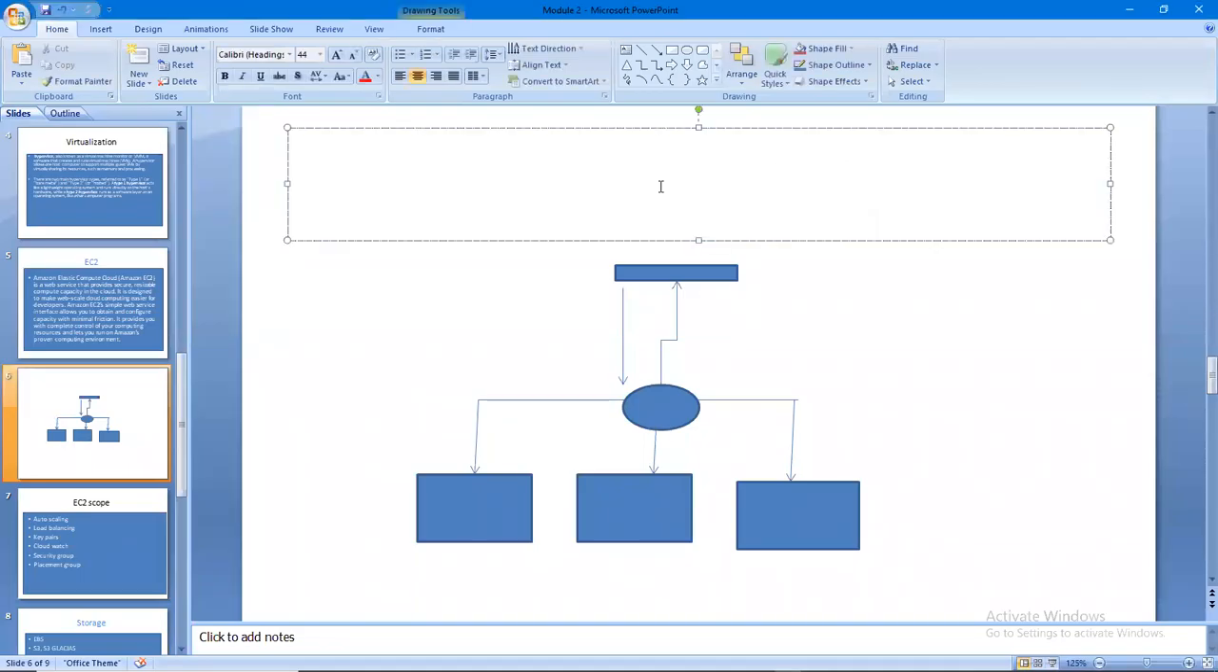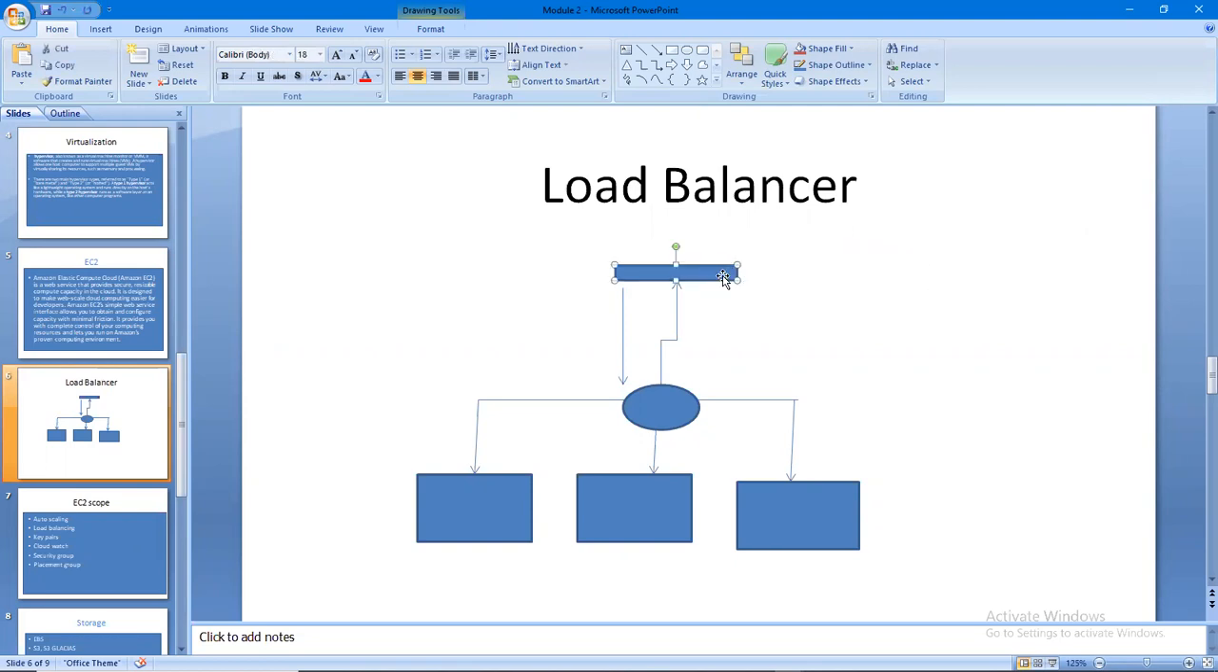Okay, so it's a load balancer, and this thing is the same across all public clouds. This is where the traffic is received, and this is the mechanism. These are the servers, or the instances, or databases, or network, depending on the kind of load balancer you are using.